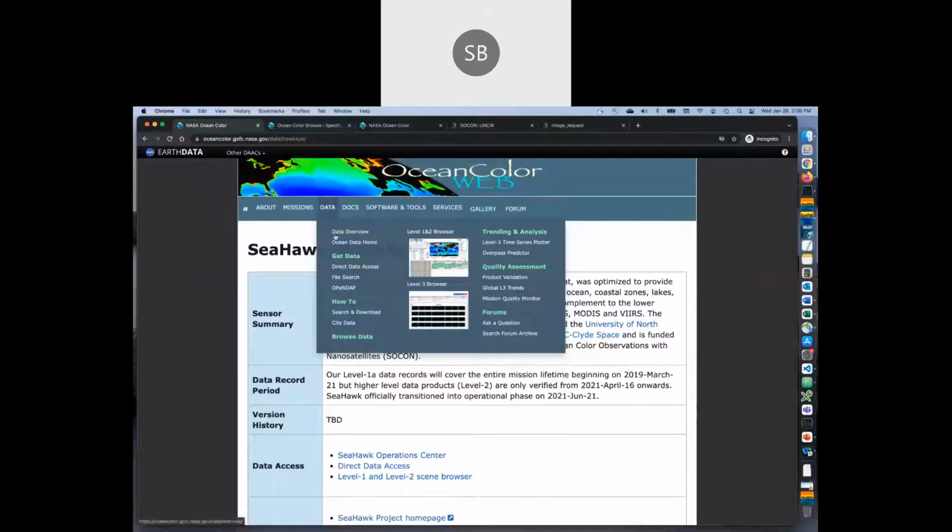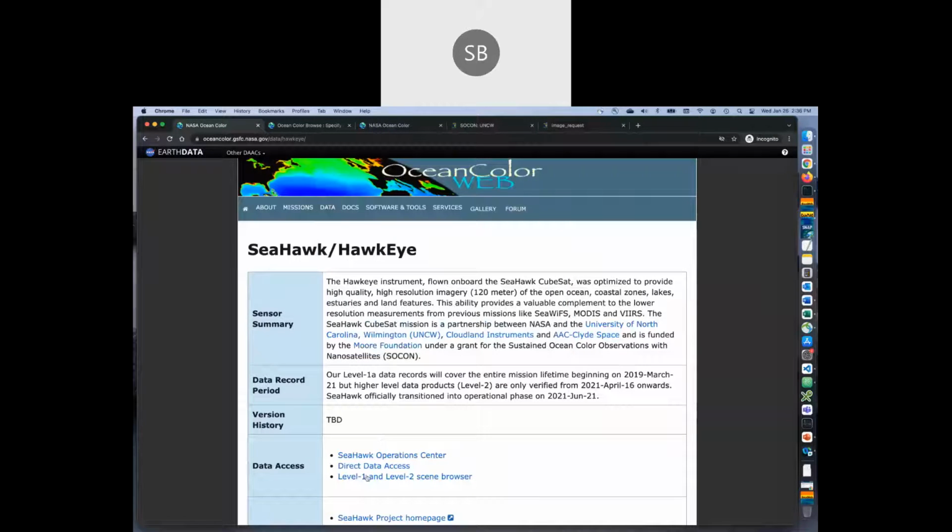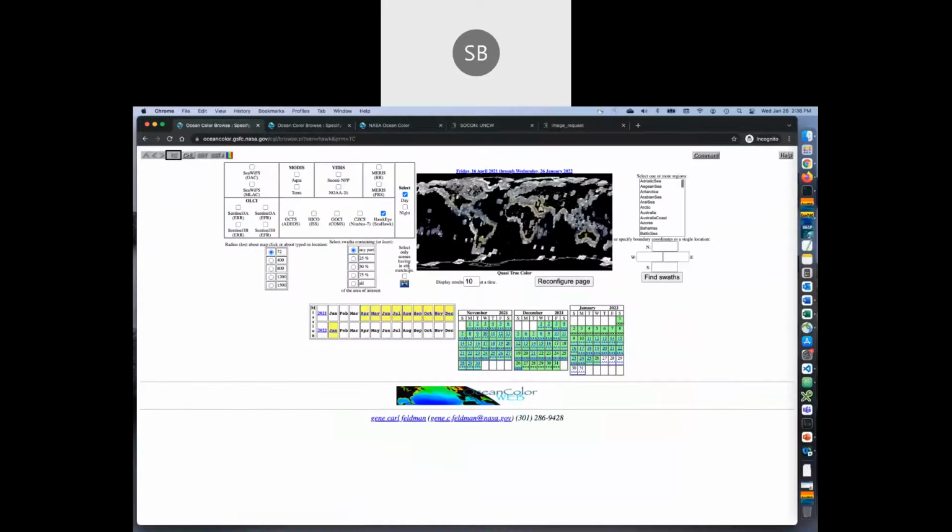But we're here to collect some data. So if you go under data, you click on our level 1, level 2 browser. The same link is available here. We can get directly to it through this link here. It will bring you to the level 1, level 2 browser. It's already been selected for the HawkEye instrument. As you can see, the data that have been collected for the whole mission show up in this panel above.